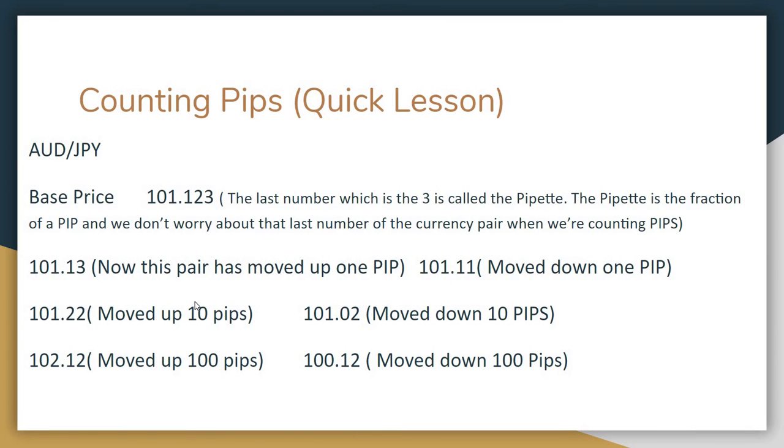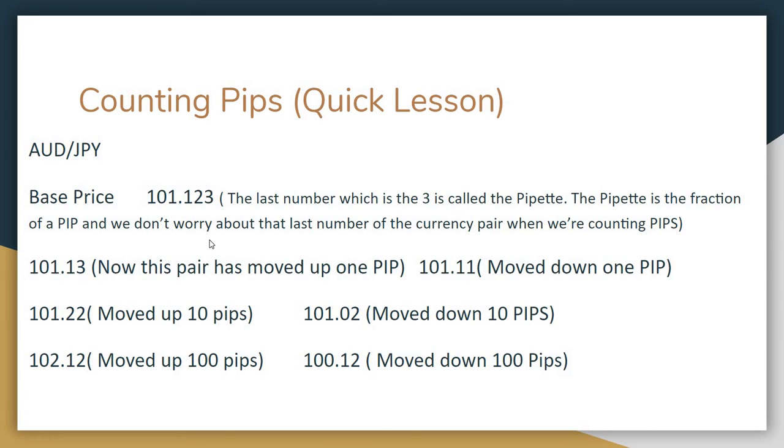If we took this trade at 101.12, again, our ones place, our tens place right here. We're focusing on the tens place, this number 1. We count this up by 10, and the price is now at 101.22. So now this trade has moved up 10 pips. Now, if the price is at 101.02, then this trade has moved down 10 pips.